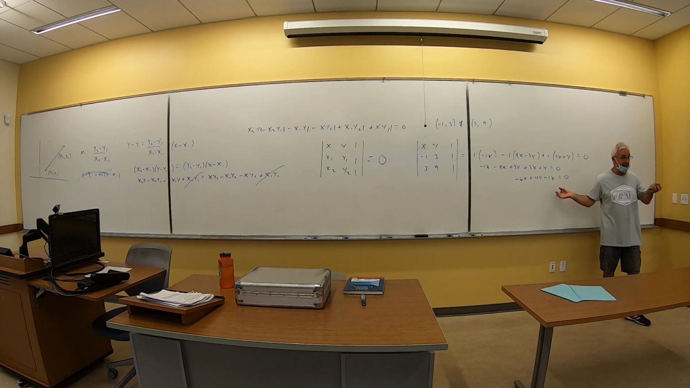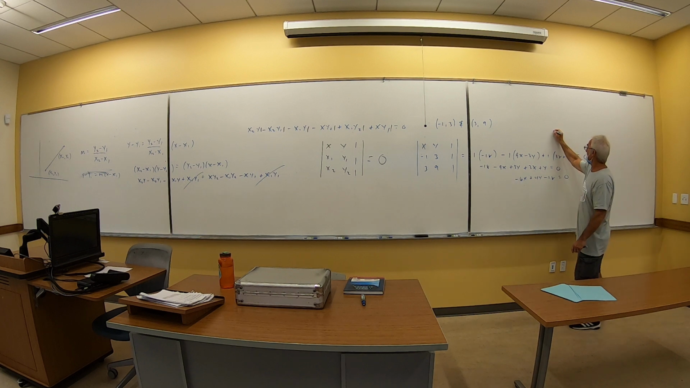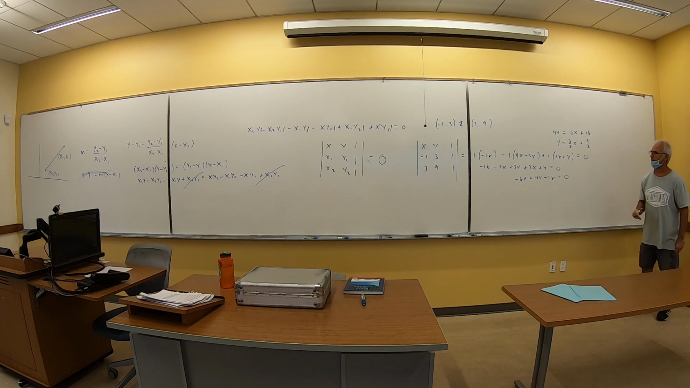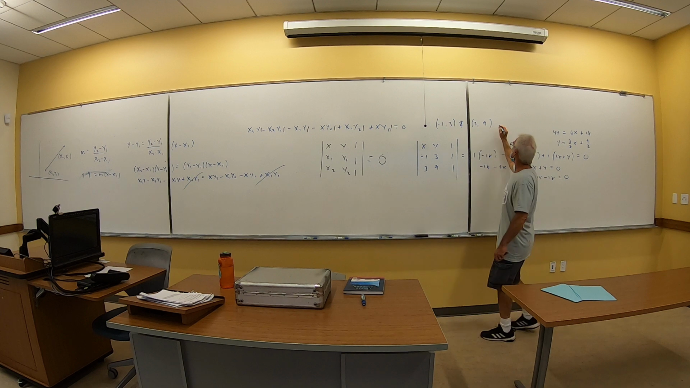But is this an equation? Yes, it is. If I solve for y, my life might be a little bit easier. So if I write 4y equals, I'd have positive 6x plus 18. So y would be 3 halves x plus 9 halves. Okay? Let's go back to here. What's the slope? 3 halves.